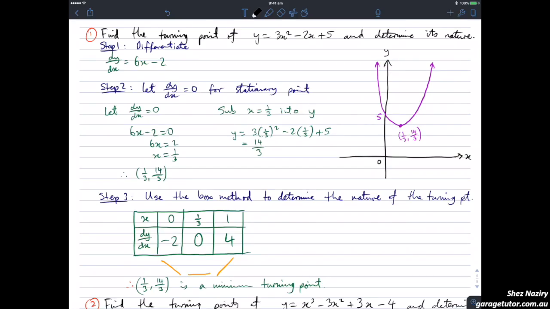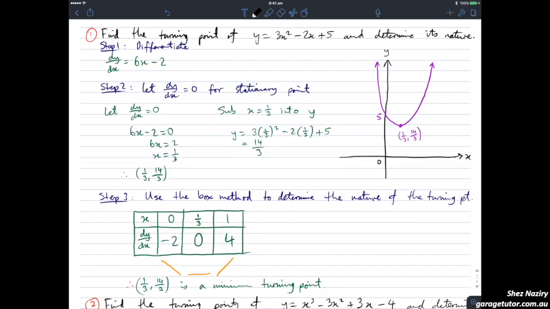Alright, so basically what we did yesterday, we were observing the nature of turning points and how you can identify these turning points through the box method, okay? And as you can see here in the example, we had the turning point and we verified it through here. How do you verify it? It's by the signs of the values that you get.